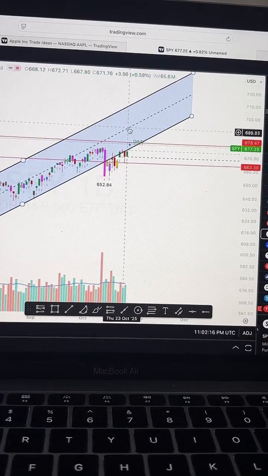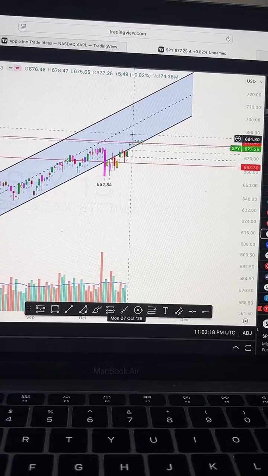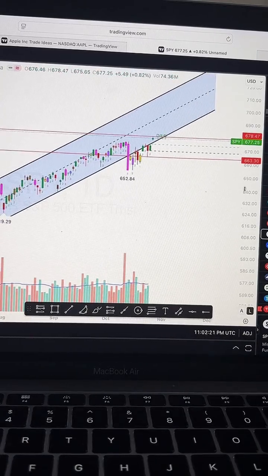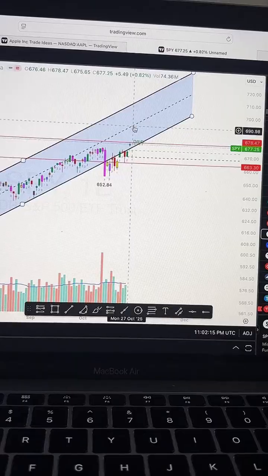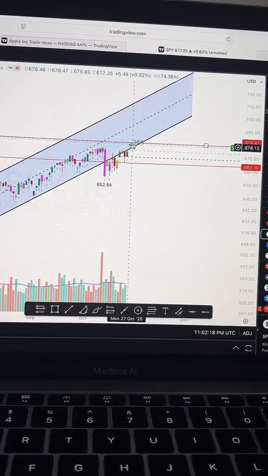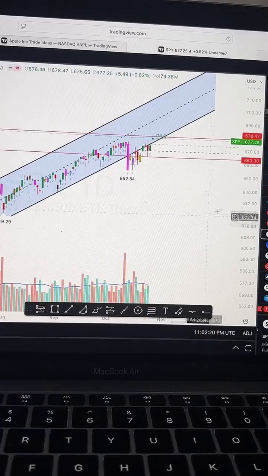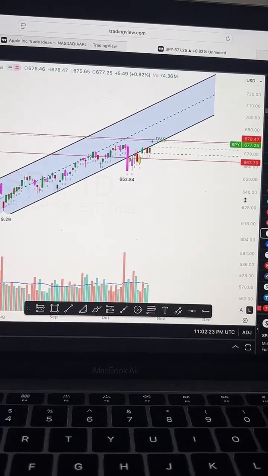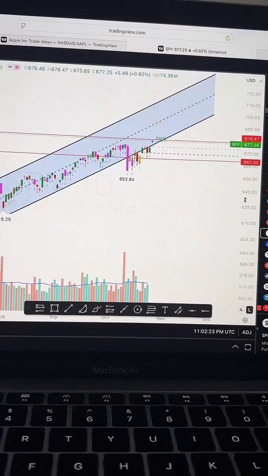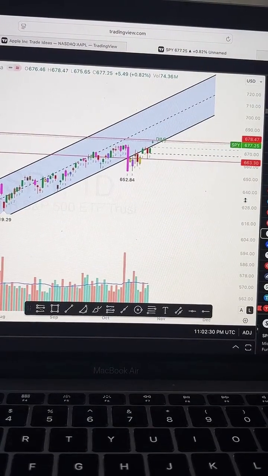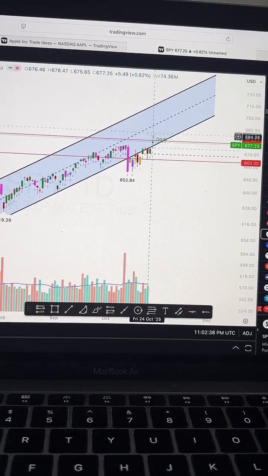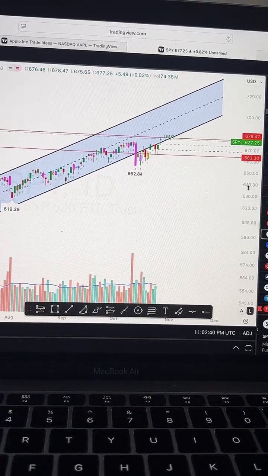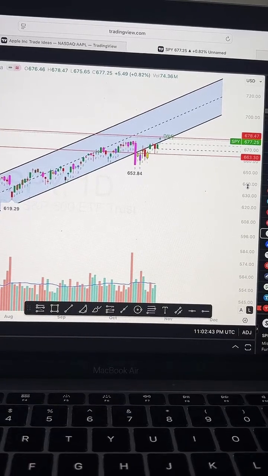But we do have this regression line up here. I wouldn't be surprised if it kind of made its way up next week too. And then, what's today? Meta's reporting. I could see SPY making new all-time highs again this week. It's a lot of earnings about to come up, so watch out for that.